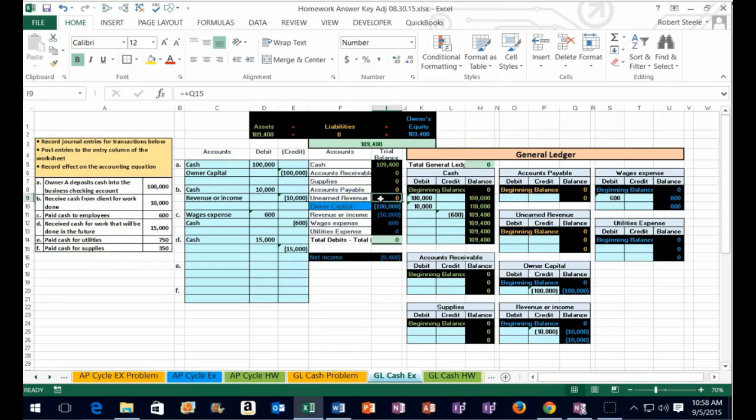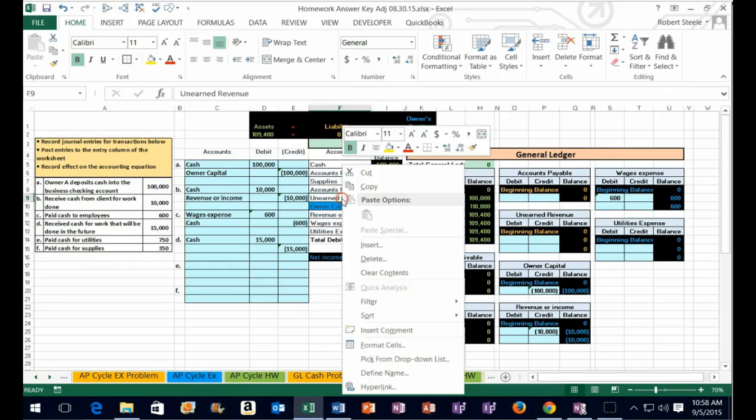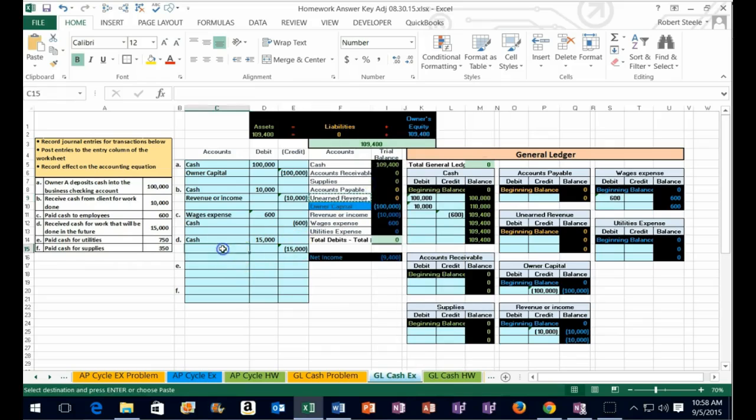Liabilities have credit balances. It's going up because we owe something. How do we make something go up? We do the same thing to it, which in this case would be another credit. So I'm going to copy that. I'm going to paste it right there. Paste it 1, 2, 3. Then we're going to post this journal entry to the general ledger, first posting the cash.